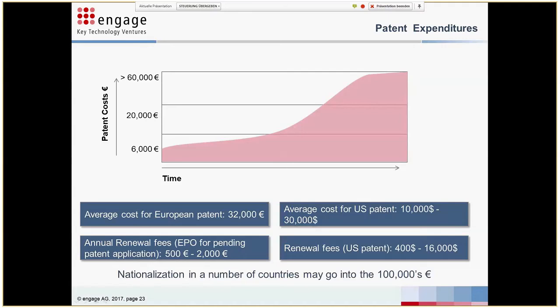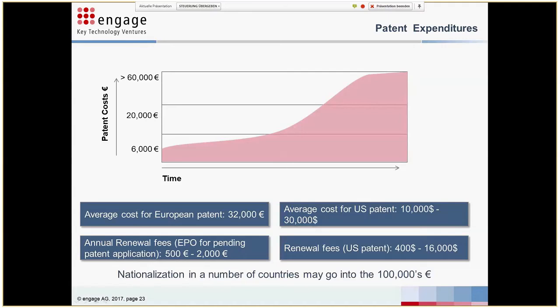US patents are on a similar scale. And then, of course, you have to pay annual fees between $500 and $2,000. In the US, it's a little more. But if you want to do patents in a number of countries, in interesting countries, maybe half a dozen European countries, the US, maybe Japan, you're very quickly talking about 200, 300, even 400,000 euros for one patent in all of those countries. So patents are not cheap, they are quite expensive.